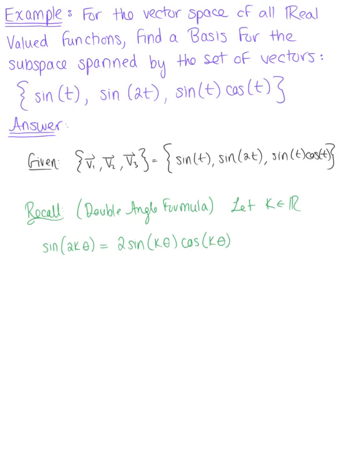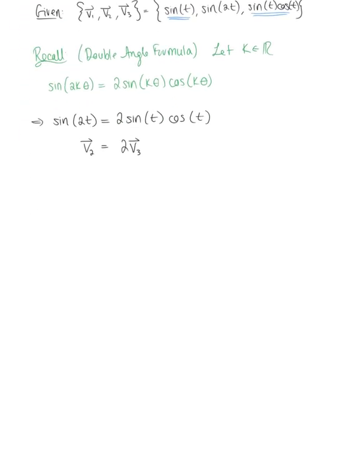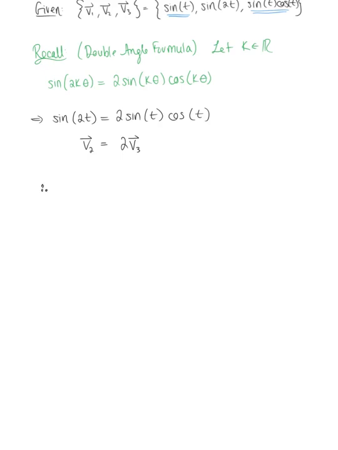We have sine of 2t is equal to 2 times sine of t times cosine of t, which is equivalent to saying vector v sub 2 is equal to 2 times vector v sub 3. Now we want to be careful here in using this form because we can see that vector v sub 3 is a scalar multiple of vector v sub 1. They both contain sine. So to establish that linear dependence relationship here, we want to remove v sub 3.